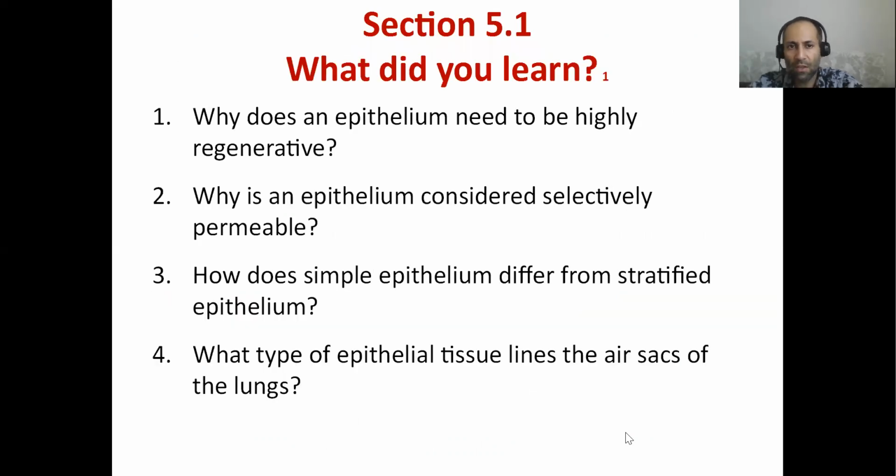Why does an epithelium need to be highly regenerative? Because it's constantly subject to friction, wear and tear, and you're losing those cells. Why is an epithelium considered selectively permeable? Because certain things can pass across, like oxygen, carbon dioxide, some amounts of water, others cannot, like large proteins. How does simple epithelium differ from stratified epithelium? Simple epithelium has only a single layer of cells. Stratified epithelium has multiple layers, all right?